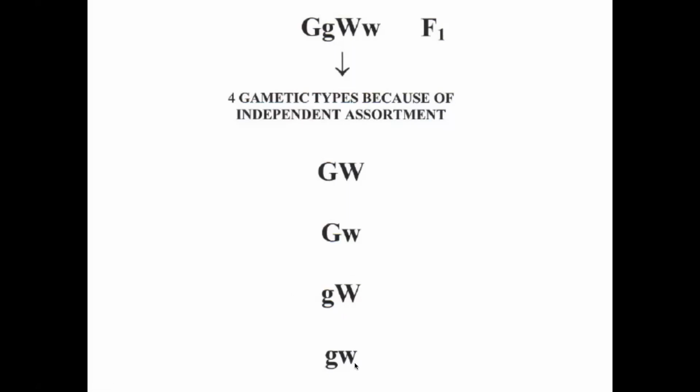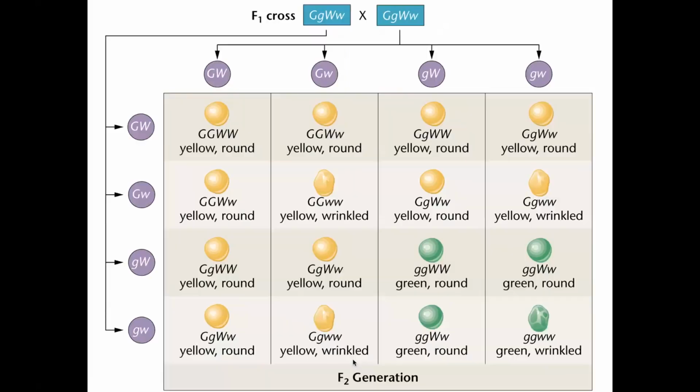So you should be able to determine, based on independent assortment, that these are all four of the gametic types that the male and female parent in this selfing event can produce. And all four of these gametic types will occur with equal frequency. So a quarter like this, big G, big W, a quarter like this, a quarter like this, and a quarter, little g, little w. So once you've determined the gametic types that the two parents can produce, you assemble your Punnett square. And in this case, it's going to be a 4x4 boxed array.